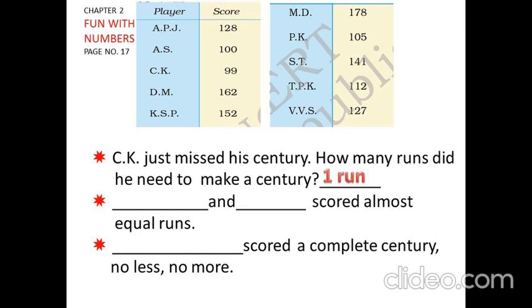CK just missed his century. How many runs did he need to make a century? 1 run.